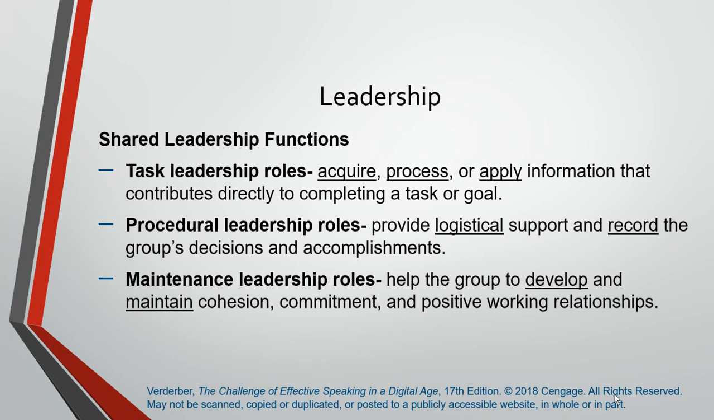So they're really organized, the paper and pen type of person, keeping records of everything that's being accomplished within the group. And then you have your maintenance leadership roles. These are people that help the group to develop and maintain cohesion, so that connectedness, as well as commitment and positive working relationships. Kind of like the peacemaker of the group. The maintenance leader is good at encouraging others to share ideas and praising them for sharing them, as well as intervening when conflict is threatening to harm the group process. So, again, they're just those peacemakers among the group to keep the cohesion and positive working environment so that you can continue to work and problem solve towards a solution.